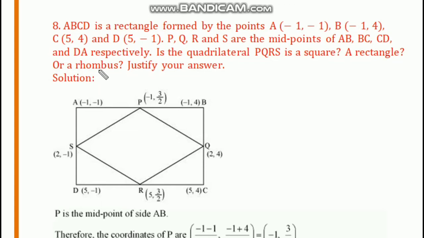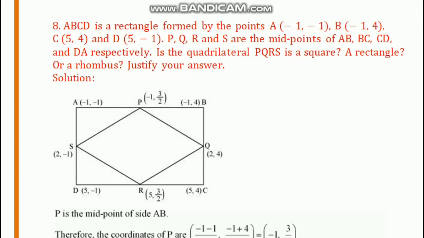So here first we need to find out P, Q, R, and S. Already given these are midpoints of the sides. So first we need to find out P. P is the midpoint of AB. By using the midpoint formula we need to find out P. Then similarly we need to find out Q, R, and S. Thereafter, for PQRS, we need to find out the lengths of all the sides. Thereafter, we need to find out the lengths of the diagonals.